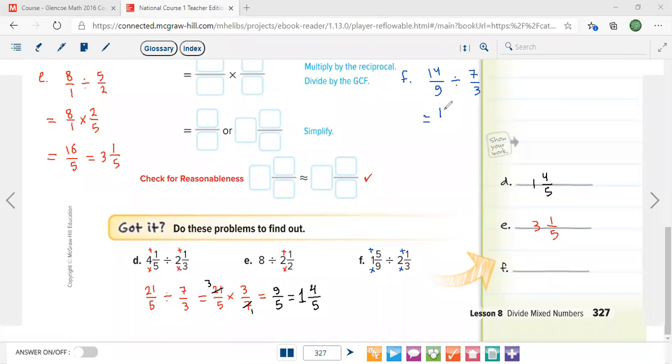Now we keep the 14 over 9. Division will be multiplication. 7 over 3 will be 3 over 7. There is cancellation between the 7 and 14. Divide by 7 is 1. Divide by 7 is 2. Also, we have cancellation between 3 and 9. Divide by 3 is 1. Divide by 3 is 3. So the final answer will be just 2 over 3. How easy.